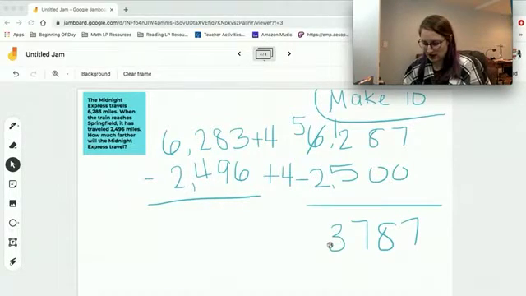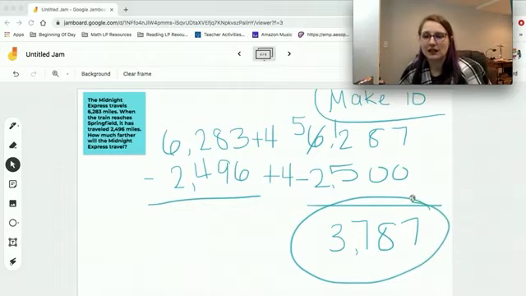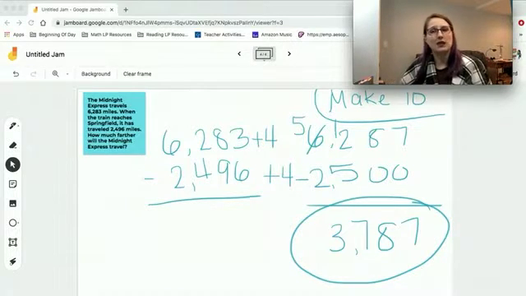So my answer is 3,787, which happens to be the exact same number we got when we used the open number line.